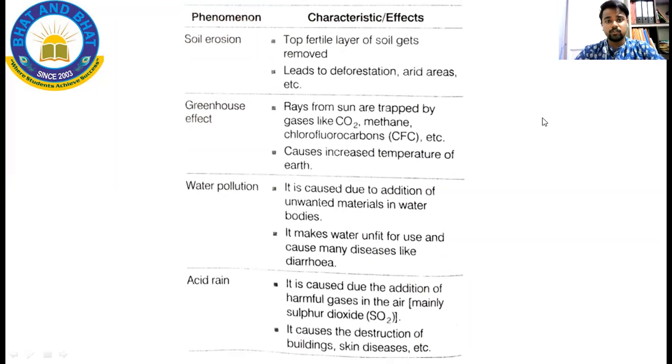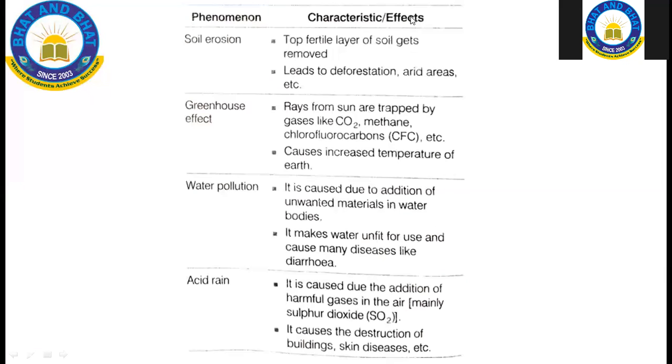So what is soil erosion? It is when the top fertile layer of soil gets removed. Clear now? That is, the top layer of the soil will wash away because of high wind or heavy rain. That is what we call soil erosion. And it leads to deforestation and arid areas. So please read this. I'll get back to each one of you.